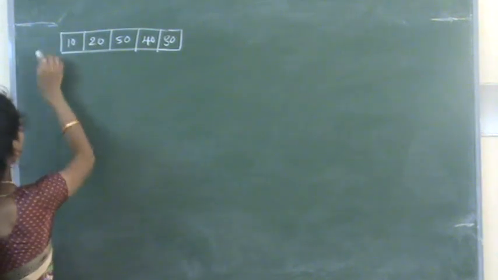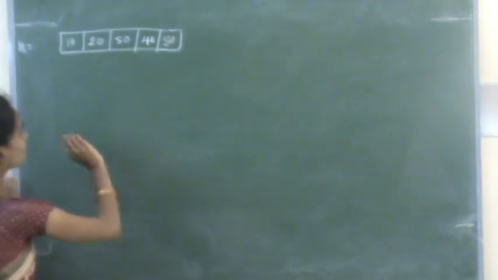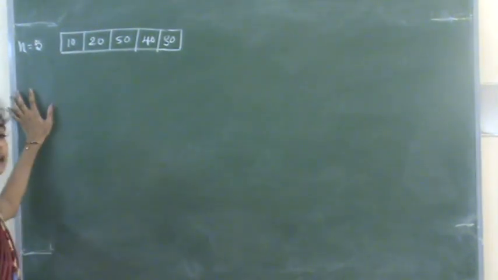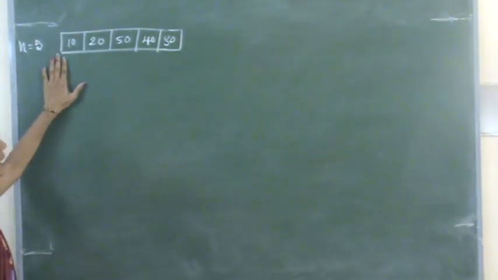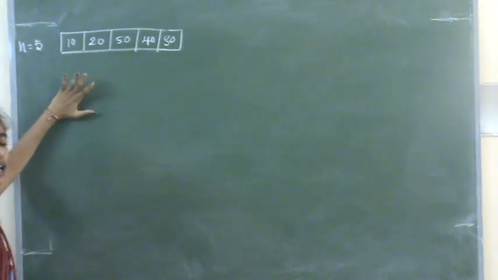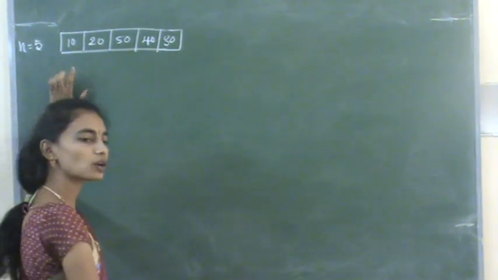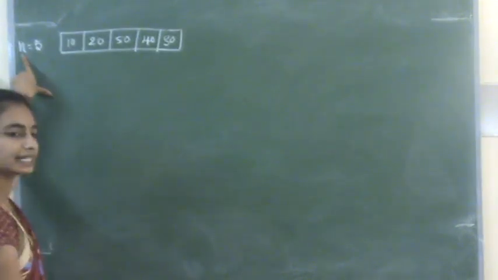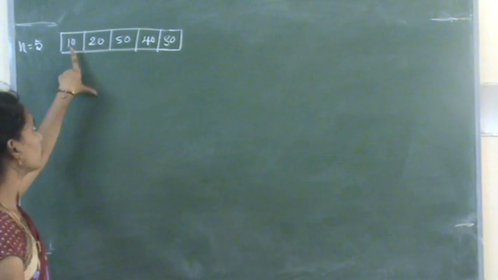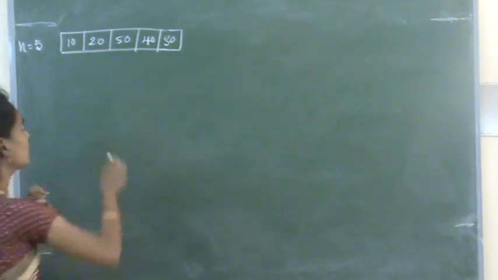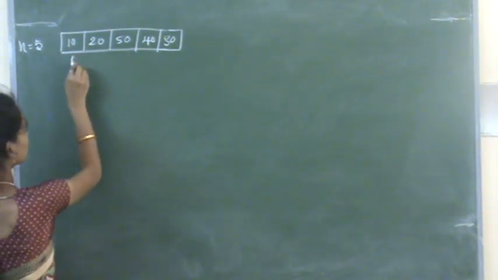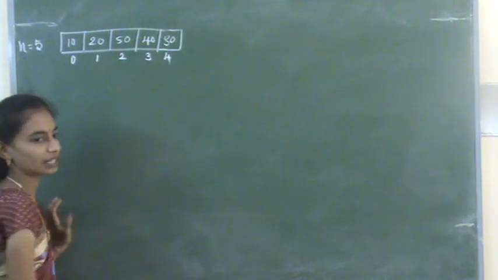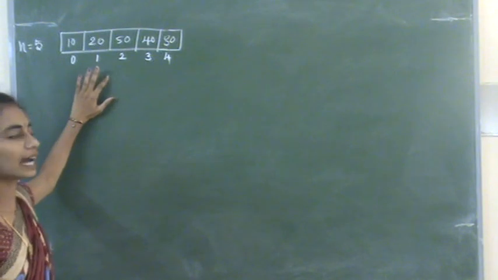Consider this as an array with 5 elements. Okay, so consider the linear array. This linear array may be a sorted array or an unsorted array. So just consider n value as 5. So now I inserted 5 values. So this index may be 0, 1, 2, 3 and then 4. Okay. So now I consider this as an array.